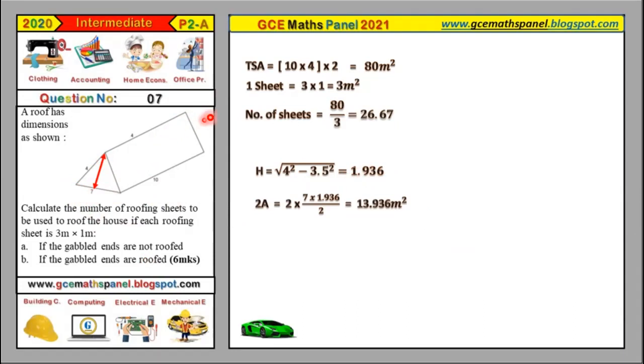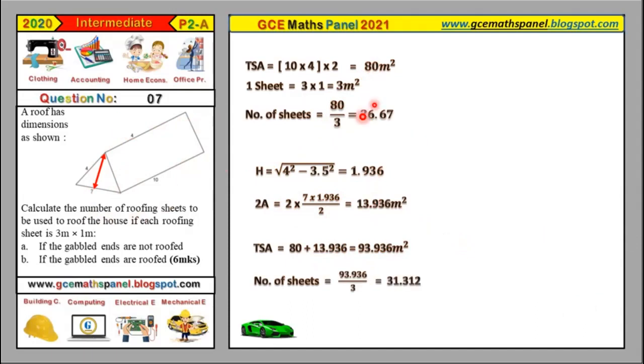So we can now get the area of these two faces. Since there are two of them, I call them 2A. The area of these two faces will be equal to half base times height times 2, because there are two faces, and that gives us 13.936 square meters. So the total surface area, if all these faces are included now, will be this 80 up here plus this 13.936 square meters, and that gives us a total of 93.936.